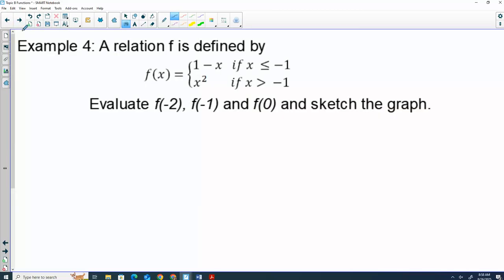Okay. Let's refresh some piecewise stuff. So here is my function. It's a function, so I know that if I plug in a number, I can only get one answer out. So I can't put negative 2 into both of these. I'll get 2 answers. Which one do we use? The top. You have to look at the rule. Is negative 2 less than or equal to negative 1, or is negative 2 greater than negative 1? It's less than, so we use the top. So that's 1 minus the negative 2.